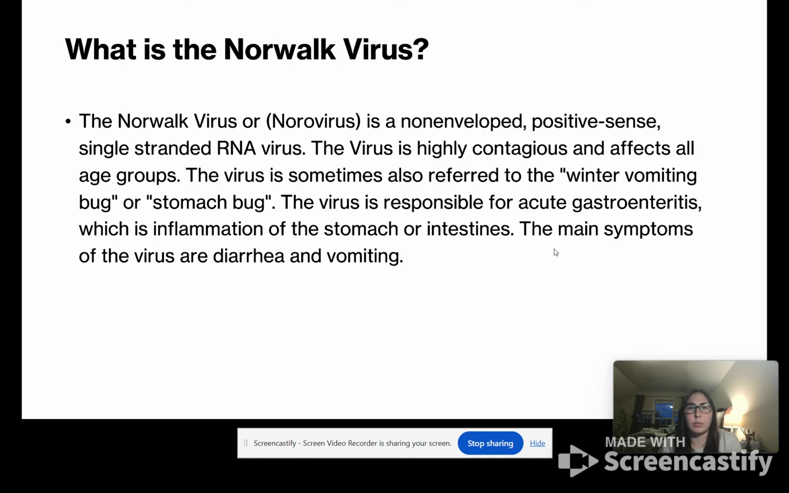So what is the Norwalk virus? Well, the Norwalk virus, or norovirus, is a non-enveloped, positive-sense, single-stranded RNA virus. The virus is highly contagious and affects all age groups. The virus is sometimes also referred to as the winter vomiting bug or stomach bug. The virus is also responsible for acute gastroenteritis, which is inflammation of the stomach or intestines. The main symptoms of the virus are diarrhea and vomiting.